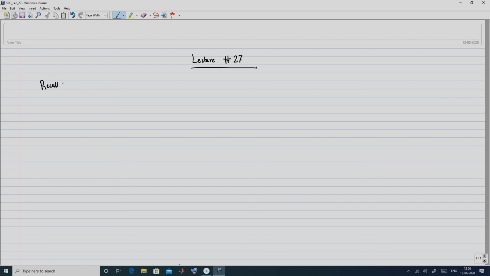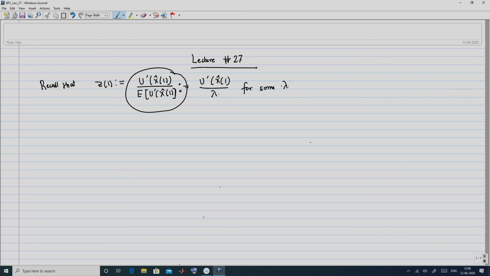So, accordingly we start this lecture by recalling that z of 1 was defined as u prime of x hat of 1 over the expected value of u prime of x hat of 1, and this is u prime of x hat of 1 over lambda, for some lambda. So, I can represent z 1, motivated by this form, as u prime of x hat of 1 over lambda for some lambda.